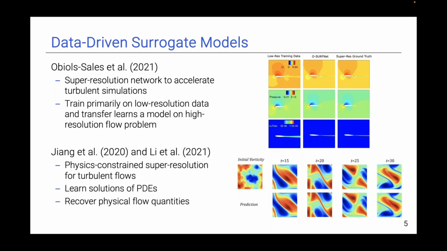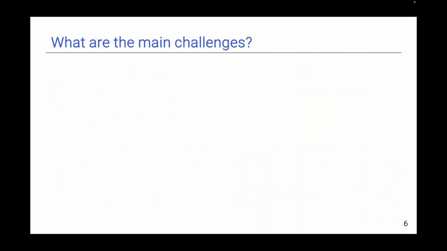They solved it for a variety of flow problems, but here you see another turbulent flow problem where they initialized with some vorticity field, and you can see the time evolution over 30 steps. Here is the high fidelity ground truth, and here's the model prediction. The important thing here, as I mentioned, is that we want to recover the physical flow quantities like the turbulent kinetic energy, dissipation, Kolmogorov scales, etc.